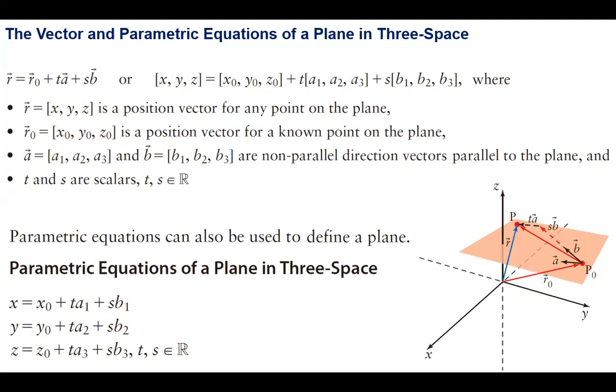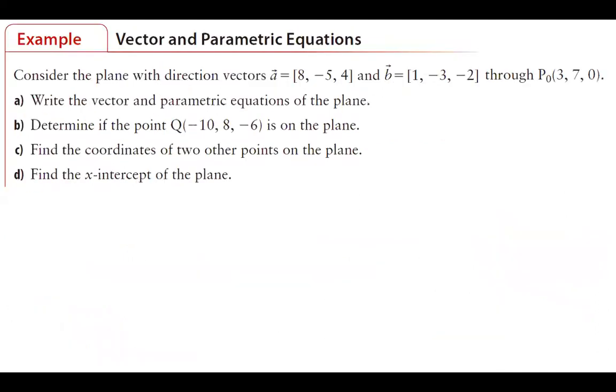Okay, if you don't have any questions, let's consider an example, okay? That checks your understanding of the vector and parametric equations of a plane in 3-dimensional space. So let's consider the plane with direction vectors a, b, and through the given point P naught. Write the vector and parametric equations of that plane. So this question is straightforward, right? If you know the given point and 2 direction vectors that are not parallel with each other, you can directly write the vector and parametric equations of that plane.